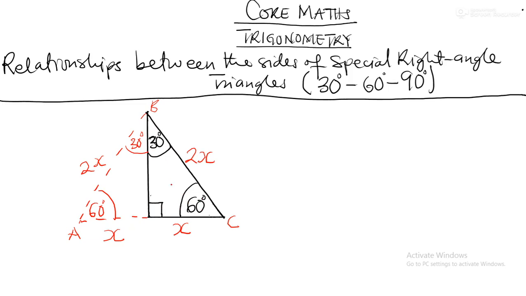So looking at the 30, 60, 90 right angle triangle, you realize that if you know the shorter side, which is x, twice the shorter side will give us the hypotenuse. I hope you can see that. So the shorter side, if it is x, and you want to find the hypotenuse, you just multiply the shorter side by 2. So this will give us 2x. I hope you are getting it.